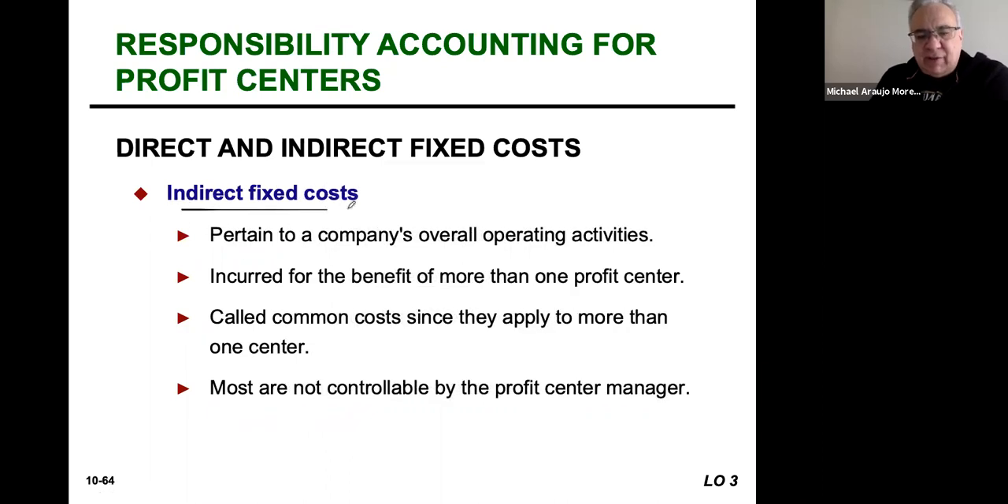The indirect fixed costs really represent the overall operating activities of the company. Indirect fixed costs benefit more than one profit center. Indirect fixed costs are also considered common costs because they do apply to more than one center, and they're not controllable by the manager of the profit center because it affects more than one. It's not controllable by one person.